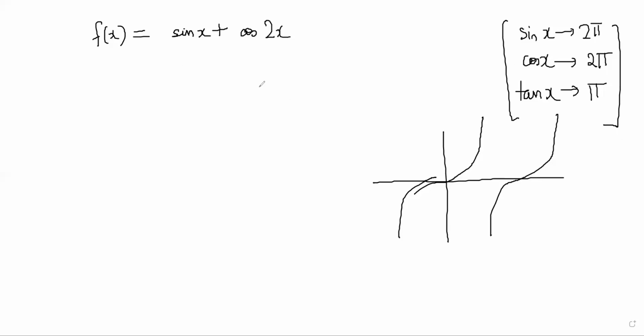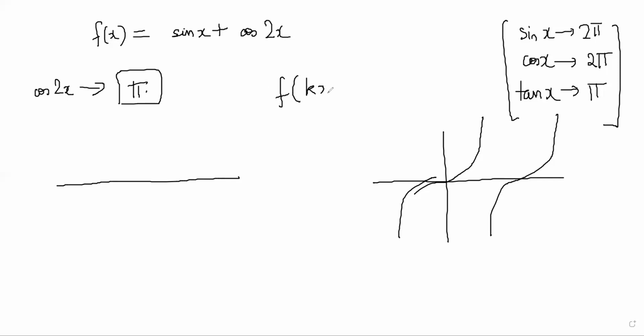So the first thing that we should do is find out the period of cos 2x here. Cos 2x is basically going to have a period of pi. Why pi? Why not 2 pi here? Because if you input some k times x, you are basically stretching the x axis by k times.